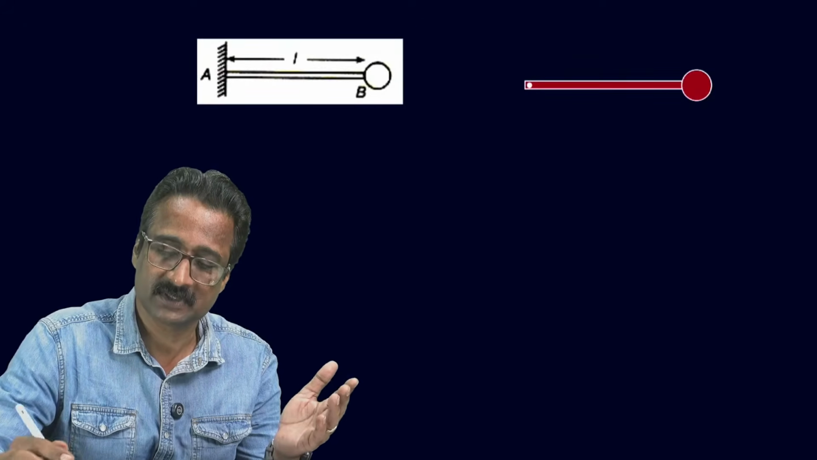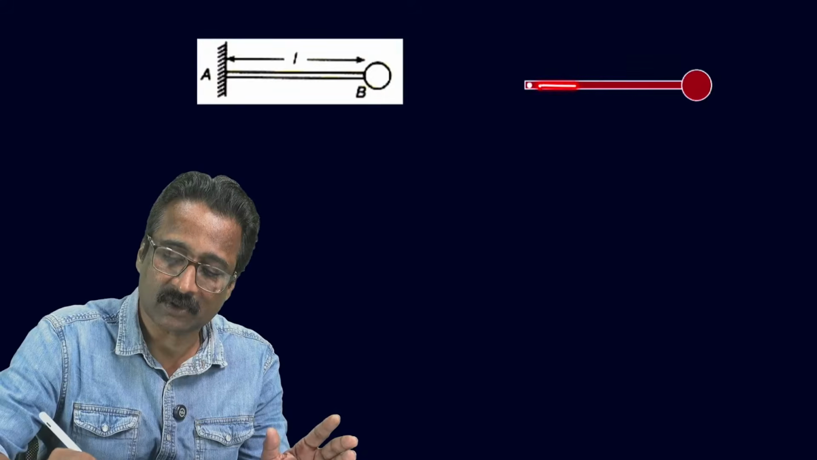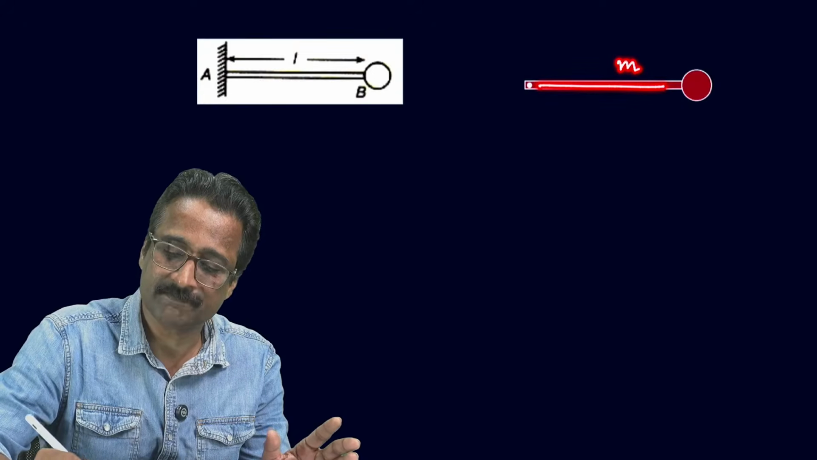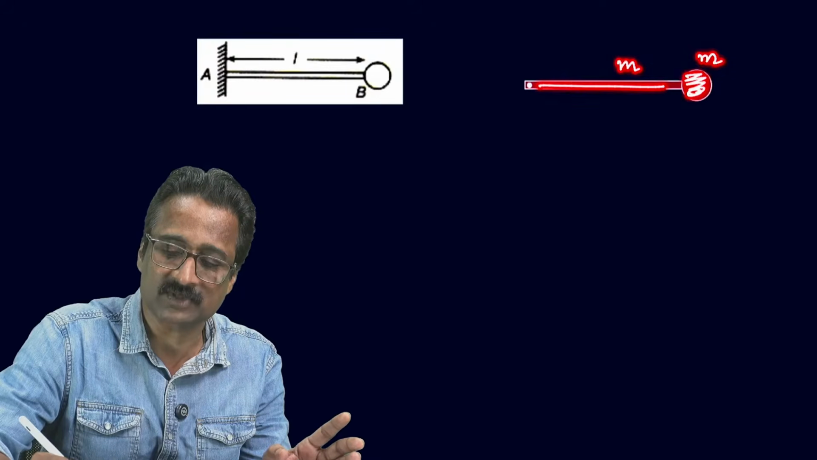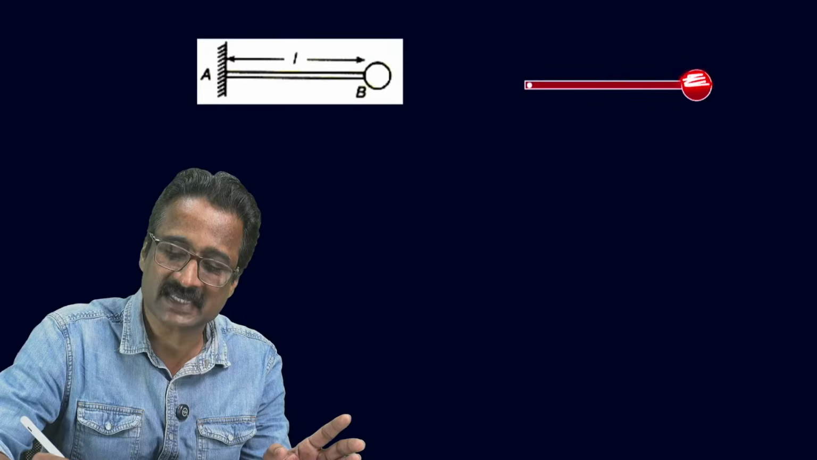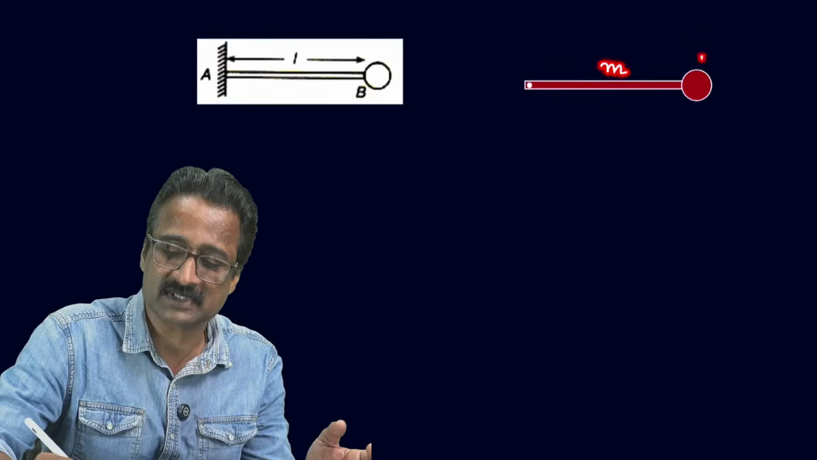Just look at the next page. This is how it looks. This is the assembly. There is a rod here and the mass of the rod is M. This particle is also having a mass M. Please consider this as a particle only, a point mass. So M is the mass of this.